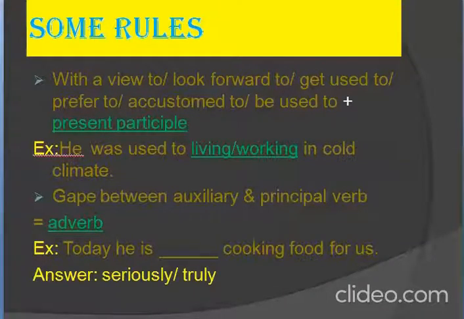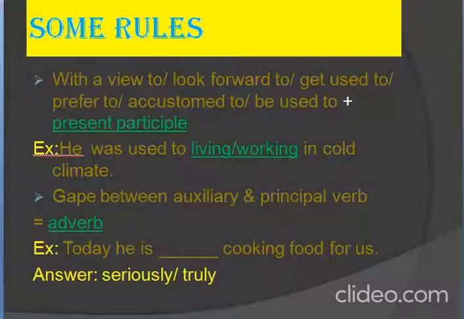Next, here are some phrases: with a view to, look forward to, get used to, refer to, accustomed to, be used to. Here, be used to means am used to, was used to, are used to, were used to. Okay, in that case, use present participle to complete your gap.